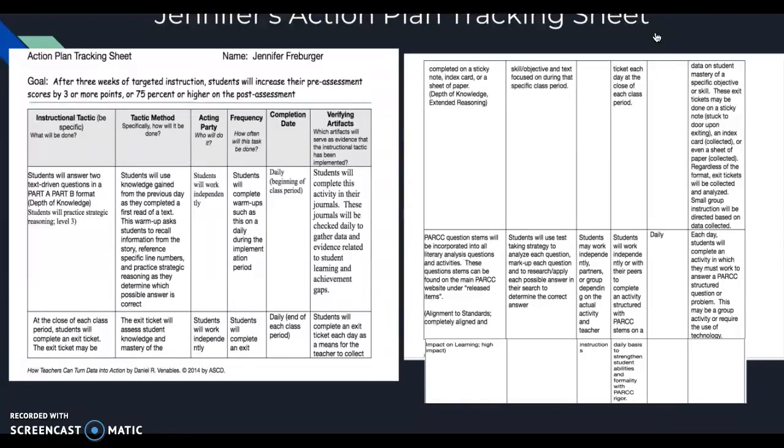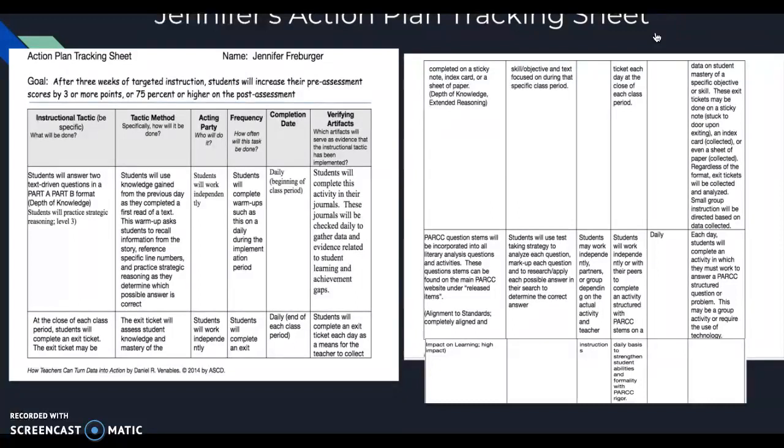Then we really spent the chunk of time going over and helping each other out with our action plan tracking sheets. So this was Jennifer's, and she was really able to break it down to where she can get the picture of what she's going to be doing. If you look at her first one, it's students will answer 2 text-driven questions in a Part A, Part B format. And she related that to the depth of knowledge for the rubric that we were cross-referencing.